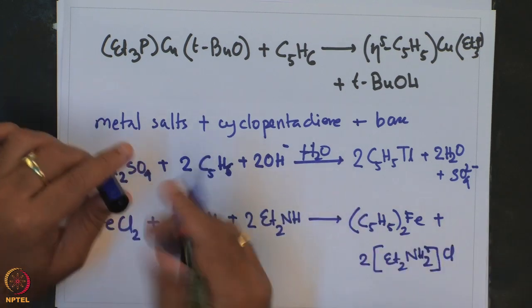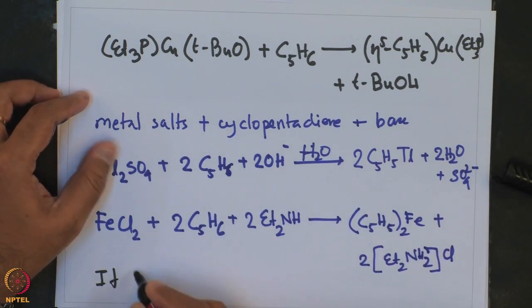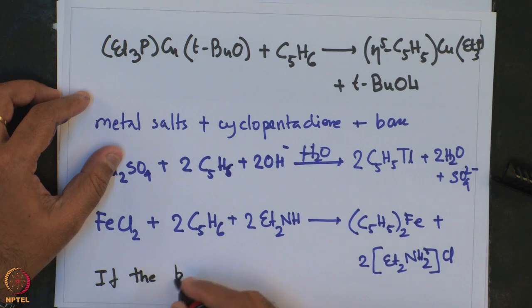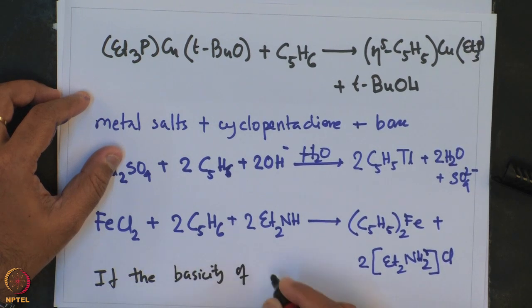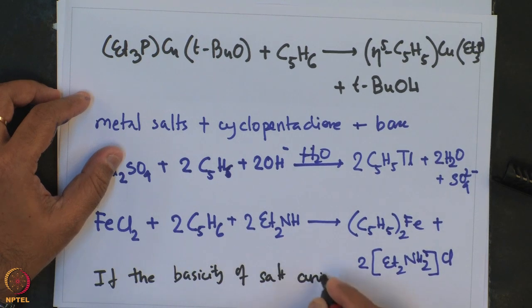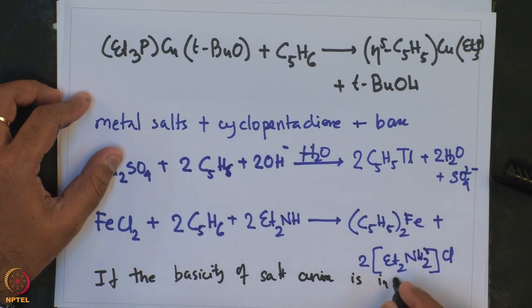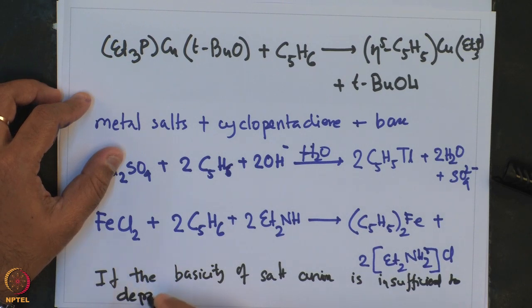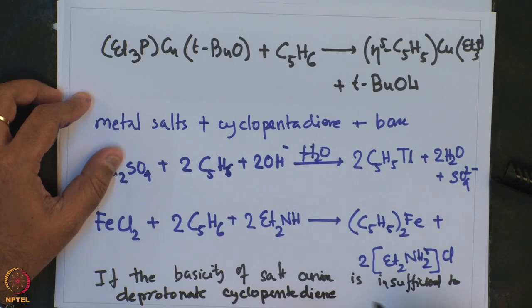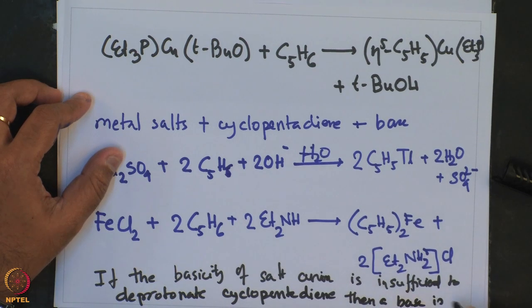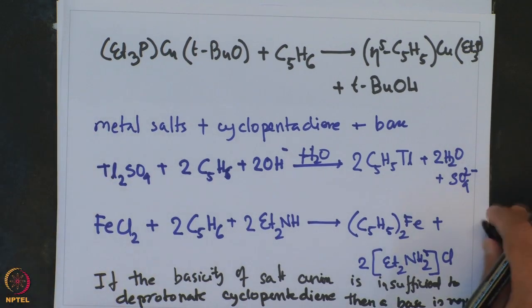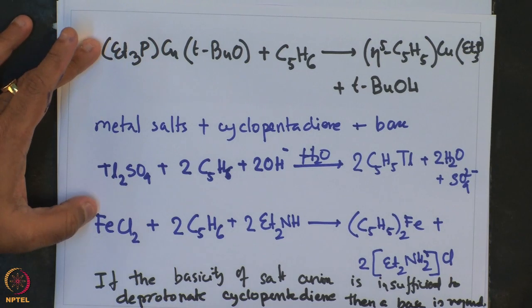So, the take home message is, if the basicity of the salt anion is insufficient to deprotonate cyclopentadiene, then a base is required, and this is illustrated by comparing these two reactions.